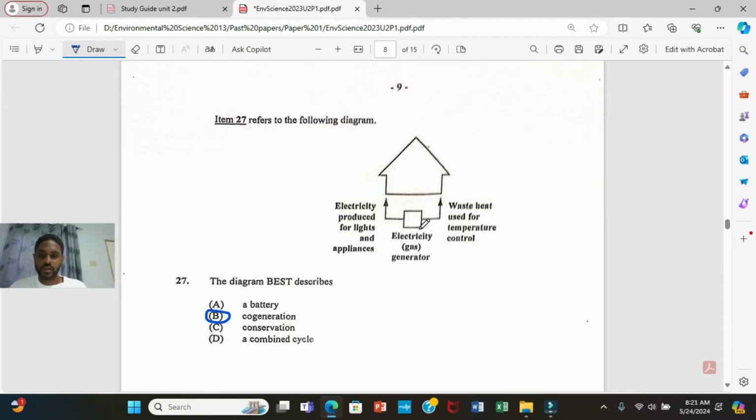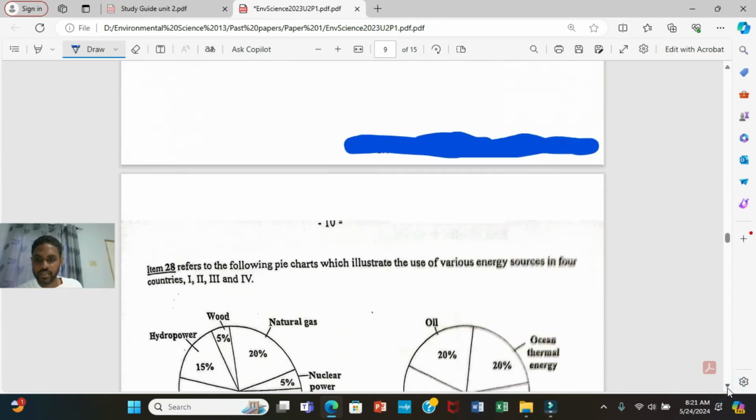A combined cycle would have, for example, 2 generators. So this heat would warm water again, and from that warm water, the steam would be used to run a second generator. So instead of having 1 generator, you have 2. That would be a combined cycle, guys. So that's the difference. All right, 28.